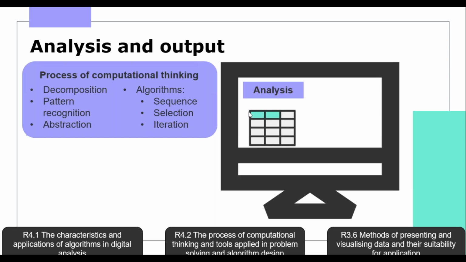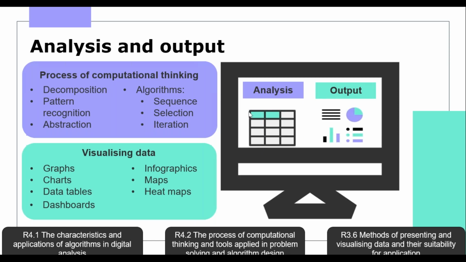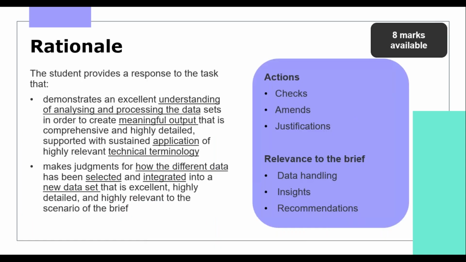When choosing the most suitable output for the data, the choice will depend on the type of data and the end user's knowledge. But the students will have the opportunity to justify their choices with the third and final action, which is their support and rationale, worth the final 8 marks out of the 20.